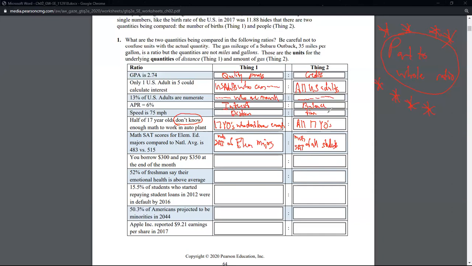You borrow $300 and pay $350 at the end of the month. $300 would be the principal, what we borrowed, and $350 is the new balance that includes the original principal and some interest. So this one is kind of a weak question because they don't say, is this the whole loan? It's a little sketchy, but what they're looking for here is principal and new balance.